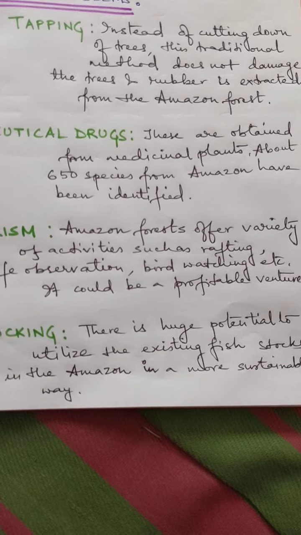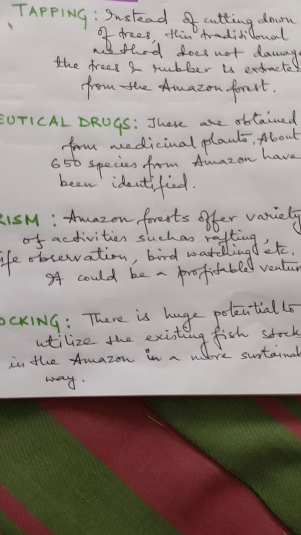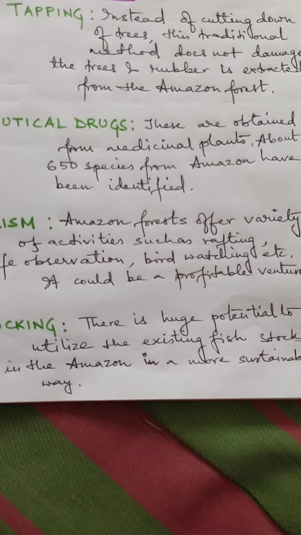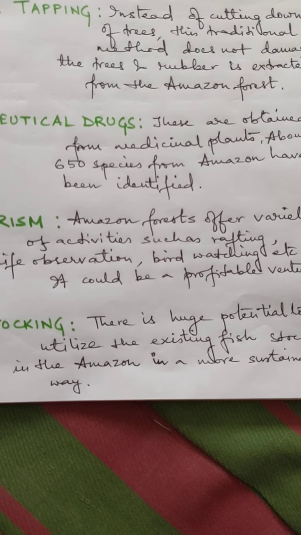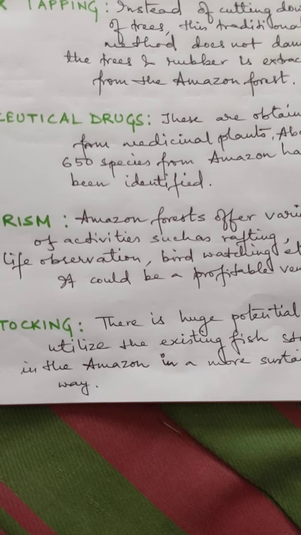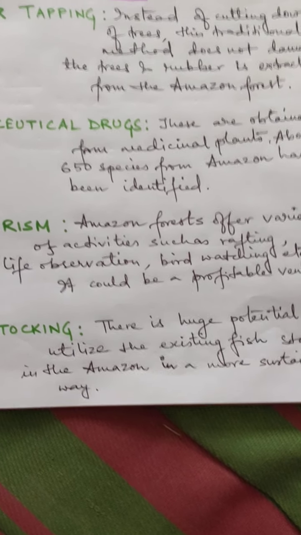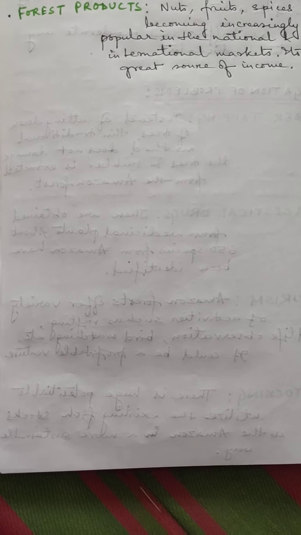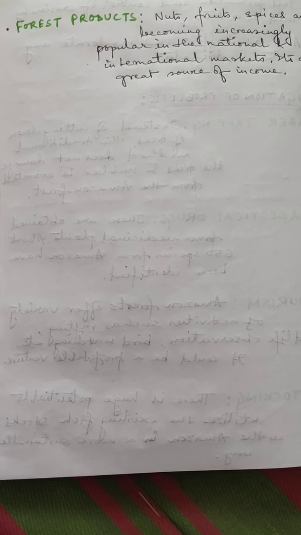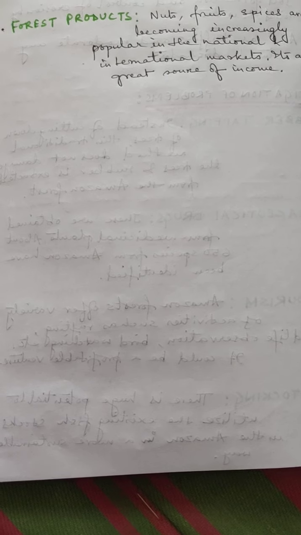Fish stocking, there is a huge potential to utilize the existing fish stocks in the Amazon in a more sustainable way, because there are many water bodies in the Amazon forests, and there are many fish stocks, because it's a very rich biodiverse area rather. So that is why the fish stocks can be used very sustainably in order to income. The last point is forest products. Nuts, fruits, spices are becoming increasingly popular in the national and international markets. It's a great source of income, because just now I've said you it's a very rich natural resource area in our world. That is why we are getting so many things from it, and these are becoming more and more popular in the national and the international markets day by day. So it's a great source of income for that also. That can be also used very viably, and it's a profitable venture again.